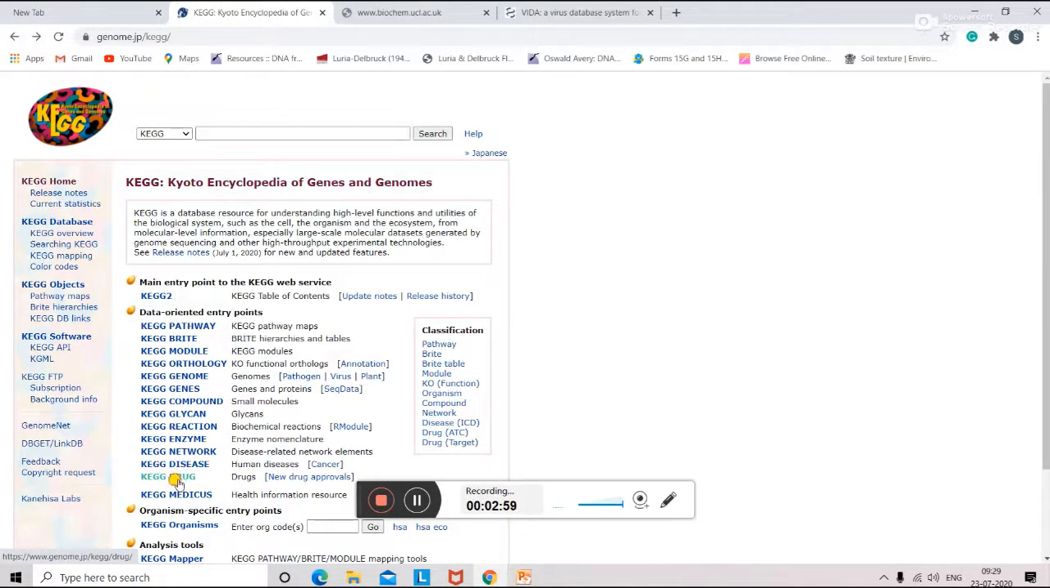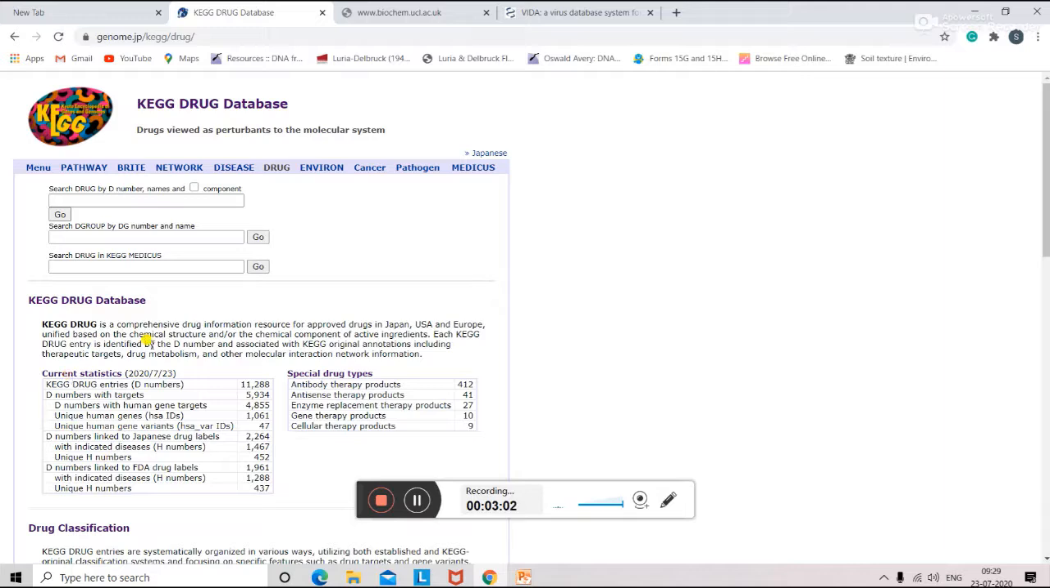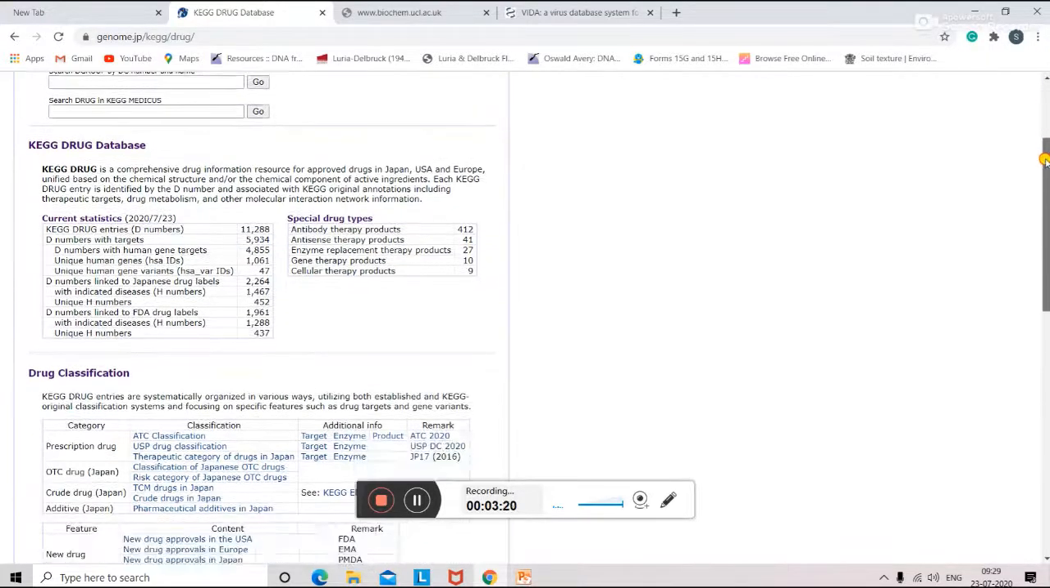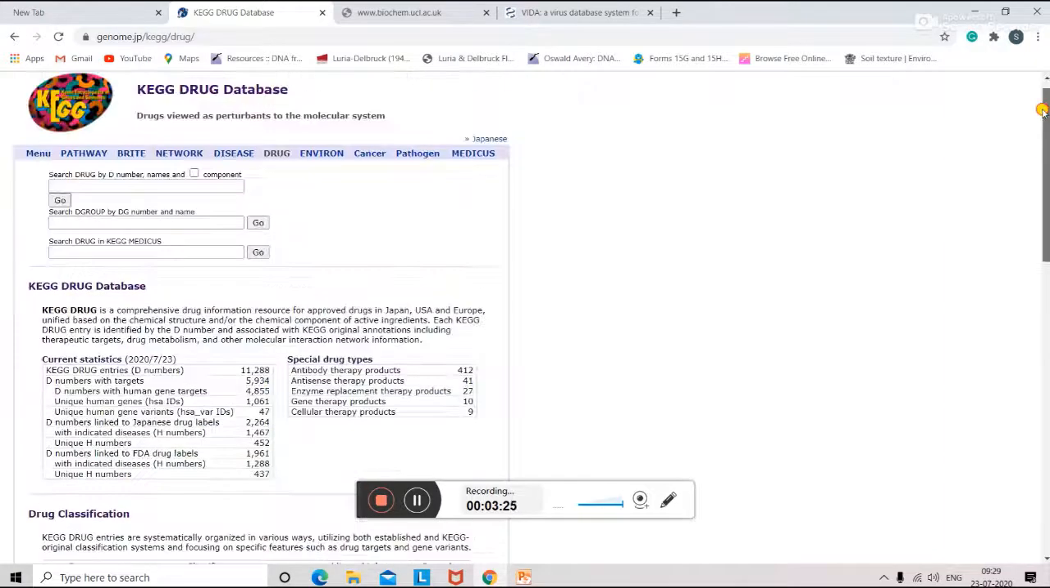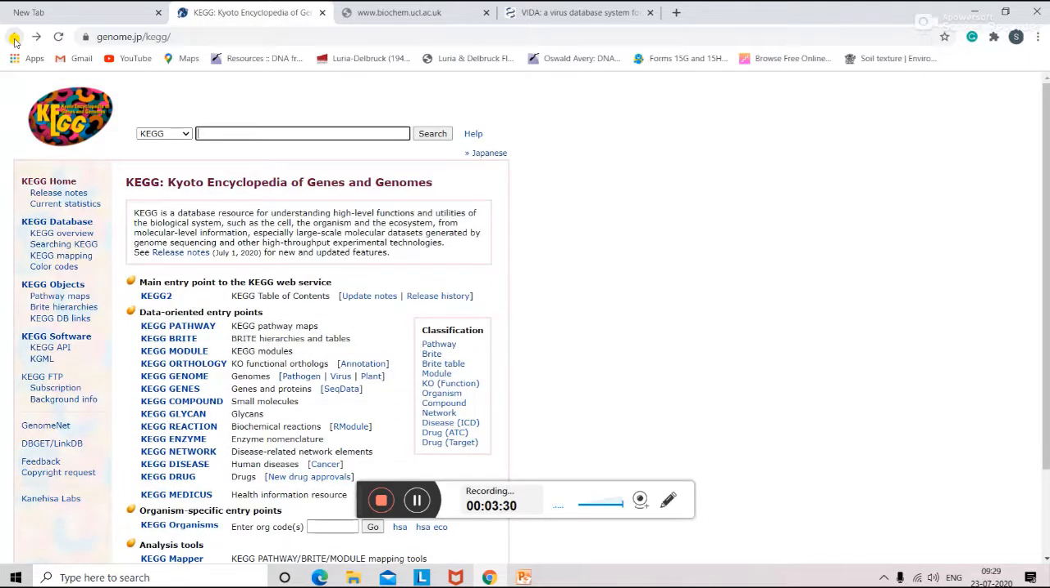Now let's go into KEGG Drug. It gives us information on the approved drugs in Japan, USA, and Europe. You can search their names. If you have a particular compound and you want to check whether it is approved, you can do that, and at the same time the drug classifications and the targets can be explored. So KEGG is the Kyoto Encyclopedia of Genes and Genomes. Hope you can explore it as you get time.